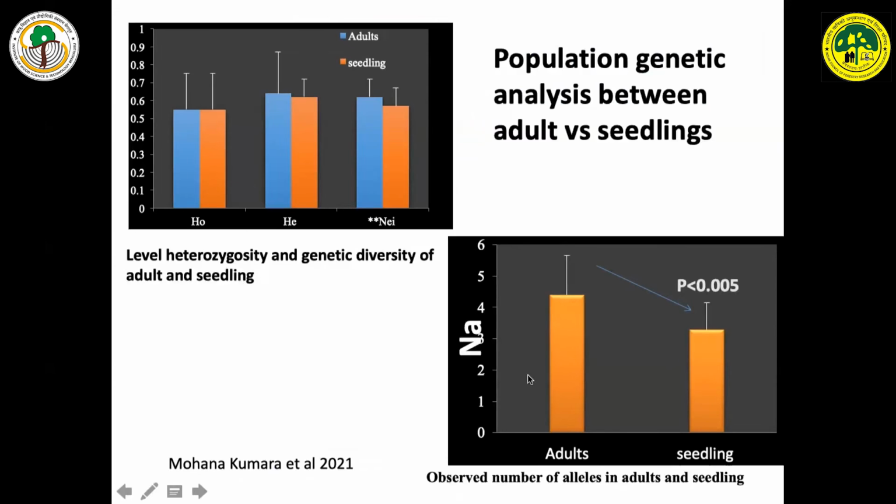But more interesting is when we compared adults and seedlings. Adults are the ancestral trees, which still maintain some level of allelic diversity, and in the seedlings it is going down. This shows there is a threat, and a lot of inbreeding is happening within the population, and there is low gene flow. We are doing a continued study. Earlier we had only 4 molecular markers, now we have developed many markers, so we are working on that.